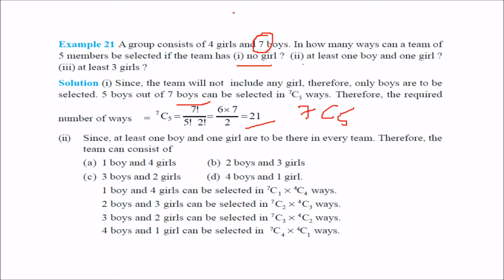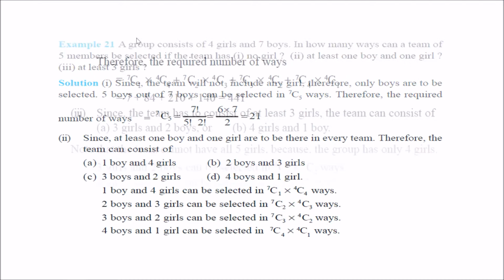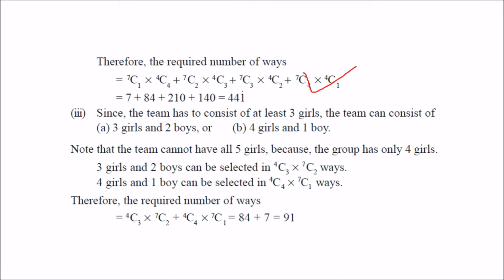7C5. Next is at least 1 boy and 1 girl. That means 1 boy and 4 girls, 2 boys and 3 girls, 3 boys and 2 girls, or 4 boys and 1 girl. These all scenarios are possible. So choosing 1 from 7 is 7C1 and 4 from 4 is 4C4. Like this you can do all of them. So just multiply these and add them. This will be your answer. That will be 441.